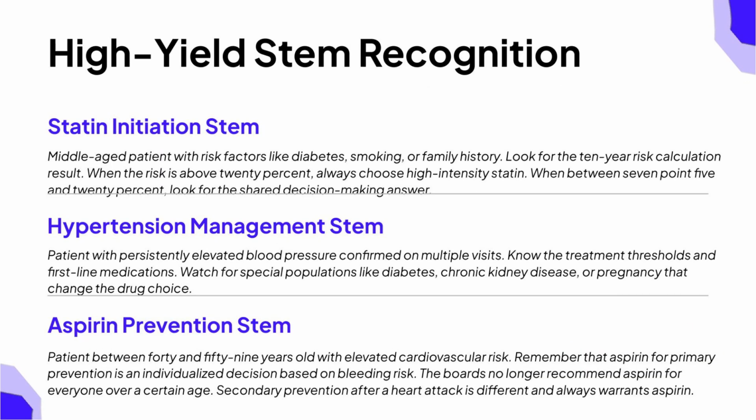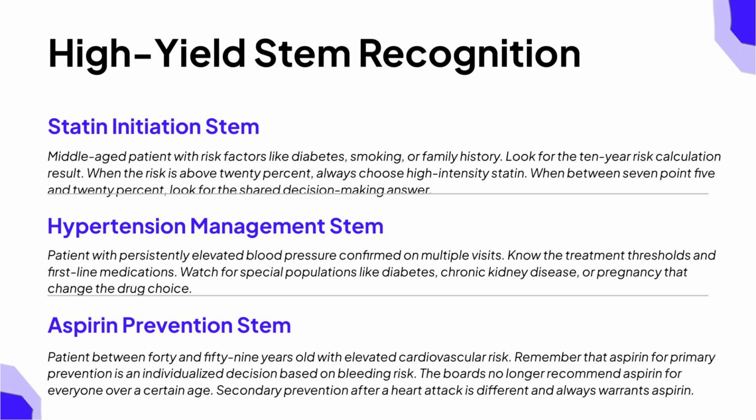Now let us go through high-yield stem recognition. For statin initiation, the classic stem is a middle-aged patient with risk factors like diabetes, smoking, or family history. They will give you either the 10-year risk score or enough information to determine risk category. When the score is above 20%, always choose high-intensity statin. When it is between 7.5 and 20%, look for the shared decision-making answer.